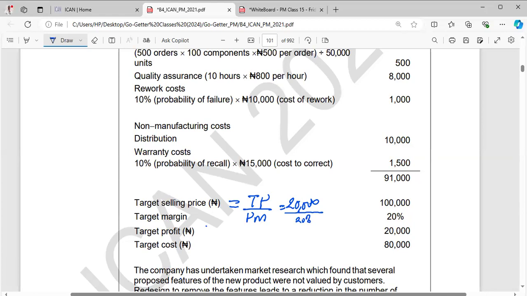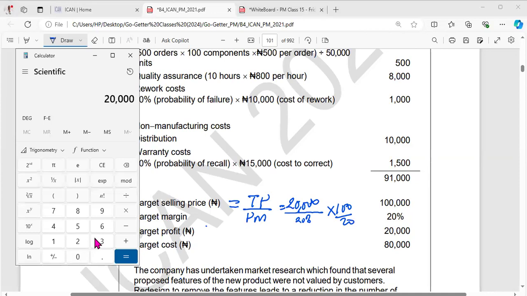So when we say divided by 20%, here is 0.2. So this is the same thing as saying times 100 over 20. If you are dividing by 20 over 100, when you are taking it to multiply, it will be 100 over 20.